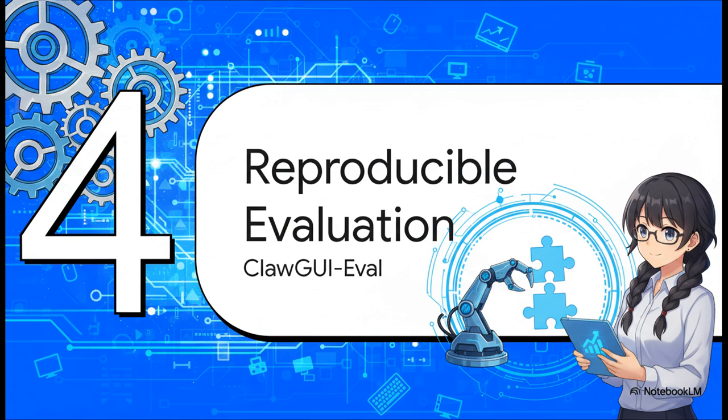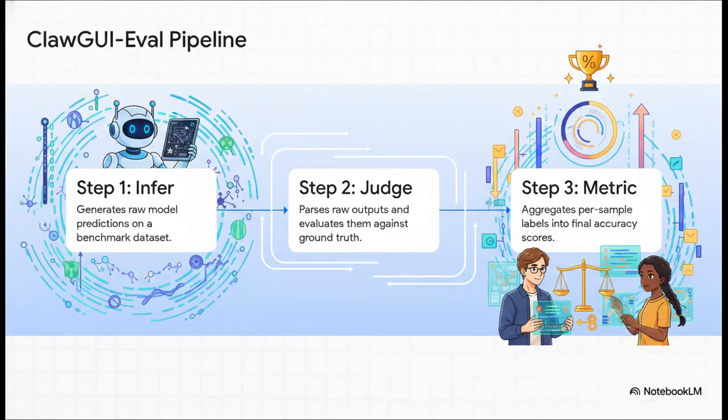Okay, so let's move on to the next pillar of the framework. We've seen how they train it. Now let's see how they're tackling that reproducibility crisis in benchmarking with ClawGUI-Eval. The core idea here is a really strict 3-stage pipeline, where each stage is completely separate from the others.